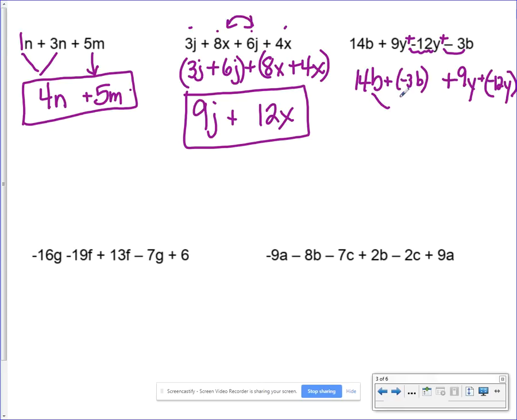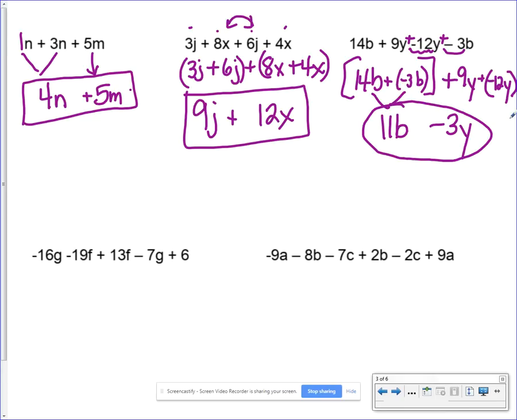Now you can combine like terms. Okay, I'm utilizing that commutative property. I'm grouping now and technically with an associative property here, and I get positive 11b. I have a positive 9y plus a negative 12y. That gives me negative 3y. And you know what? If you want to say plus negative 3y, you can. If you just want to leave that as minus 3y, that means the same thing. 11b minus 3y. 11b plus negative 3y.